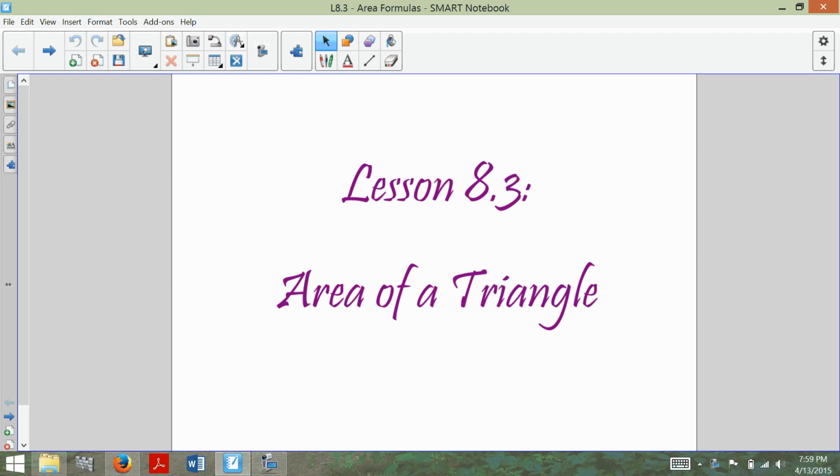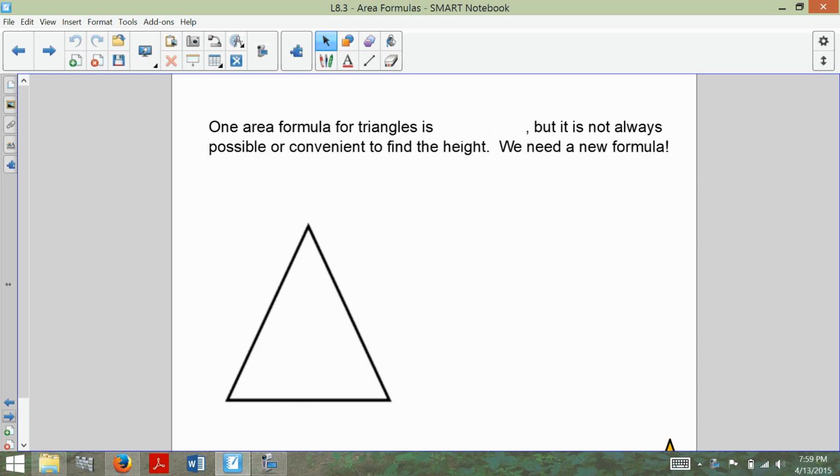Today we're going to talk about a couple of new formulas for a concept that we're already pretty familiar with, which is the area of a triangle. Now, we already know one formula for the area of a triangle, hopefully you remember. The area is 1/2 the base times the height.